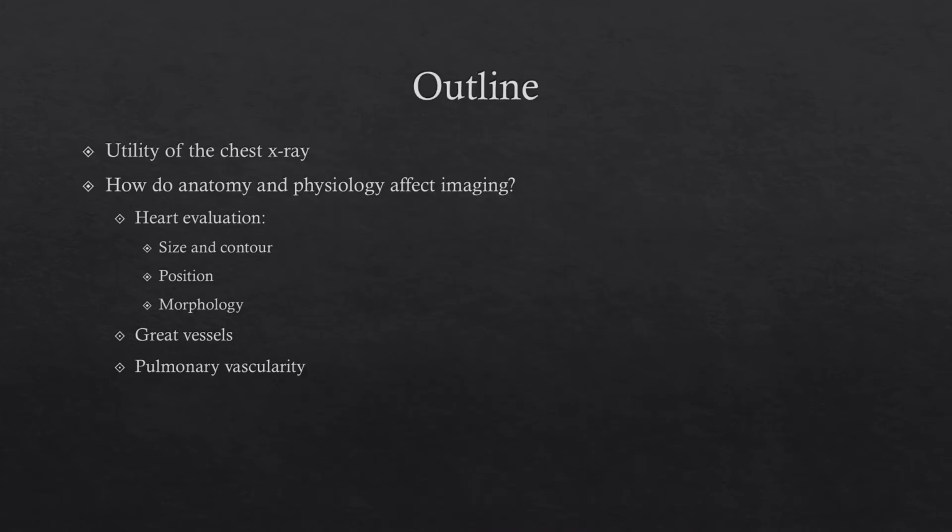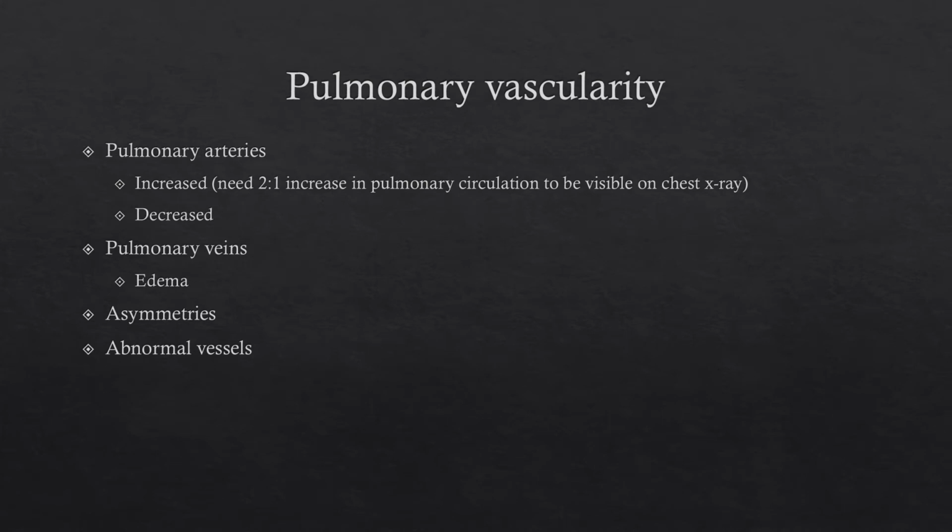Lastly, we will move on to a discussion of pulmonary vascularity. Assessment of pulmonary vascularity has always been taught as an important concept in imaging congenital heart disease. However, visibility of increased pulmonary arterial vascularity can only be seen when flow through the lungs is doubled. It may also be difficult to tell the difference between the increased pulmonary vascularity related to a shunt lesion and the prominent venous vessels due to pulmonary edema. Finally, any asymmetries between the left and right side and presence of any abnormal vessels should be assessed.